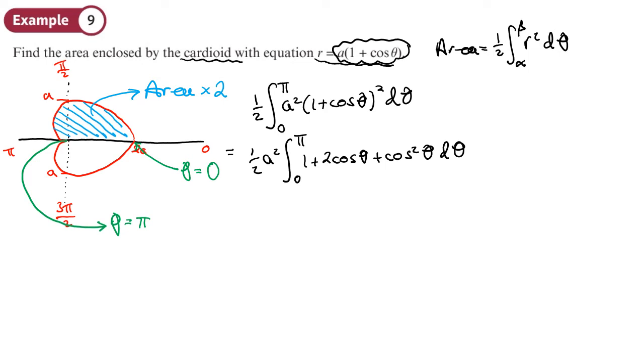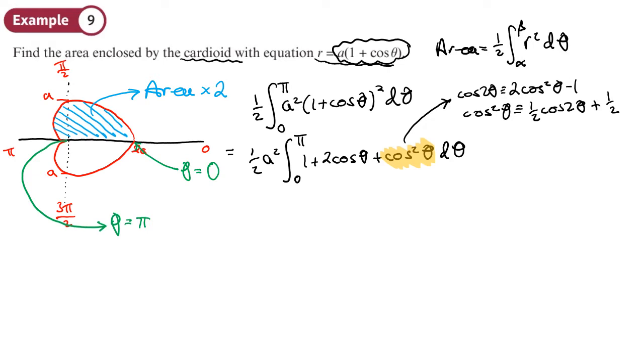Now we're going to use our double angle to change that. Just as a reminder, our double angle says that cos 2 theta is 2 cos squared theta minus 1. If I rearrange that and divide both sides by 2, I get cos squared theta is equivalent to half cos 2 theta plus a half.